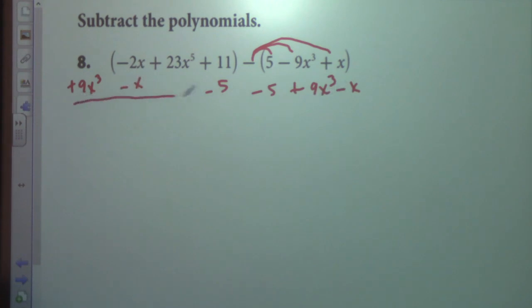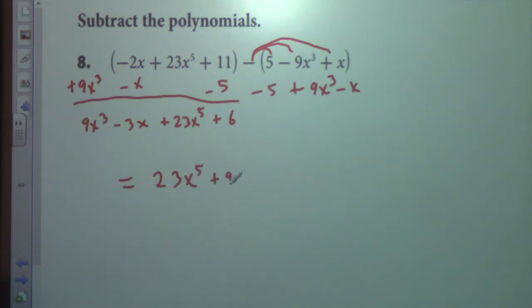So we add these together, we get 9x cubed minus 3x, and then we have plus 23x to the 5th power. And finally, we have plus 6. So our final answer is going to be 23x to the 5th power plus 9x cubed minus 3x plus 6. Does that look very hard? No, it shouldn't. So we're going to pick up on this tomorrow, and we'll just leave it there today. Thanks.